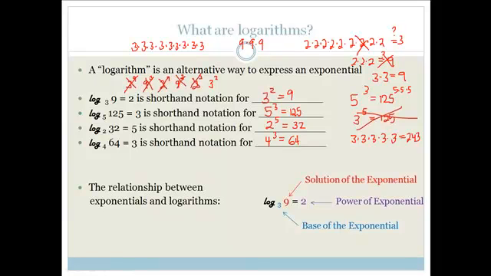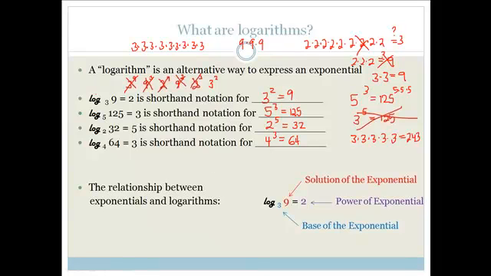And of course, the number that's in the middle of all of this madness turns out to be the solution for the exponential in each case. So there's a very nice relationship between logarithms and exponentials. The base of the logarithm is always the base of the exponential. The solution of the logarithm is always the power of the exponential. And the number that you're working with in the logarithm is going to be the solution of the exponential.